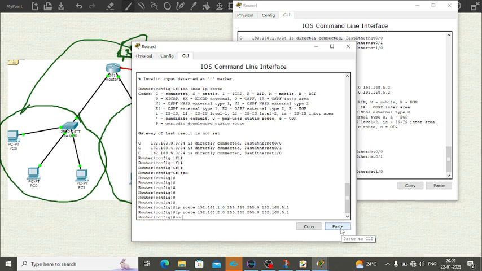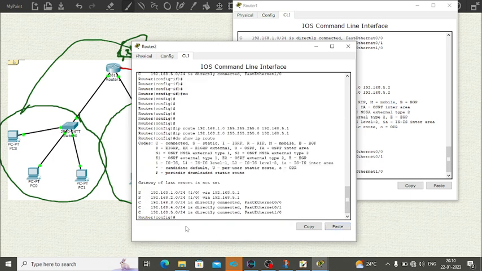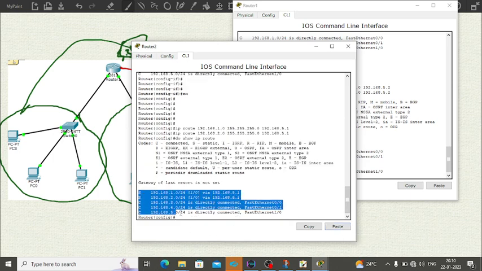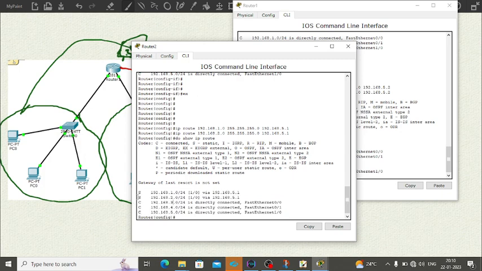Okay, do show IP route. So now we are coming with the IP address right now here. Okay, so one network, two network, three network is already statically connected. S means it's static routing. Here also know that C means directly connected. S means it's statically connected, manually configured.